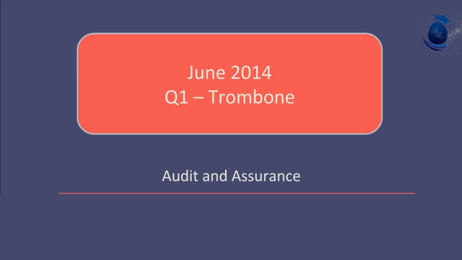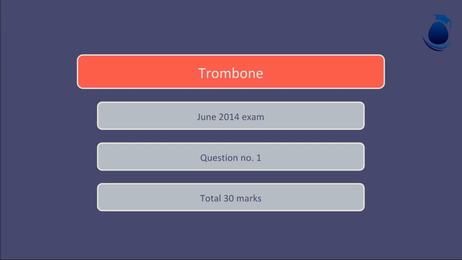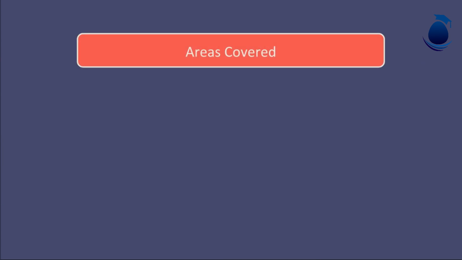Let's take a look at a big question. We are going to look at a question called Trombone. This question comes from the June 2014 exam and is for 30 marks. As there are a lot of marks up for grabs, this question does cover several syllabus areas.